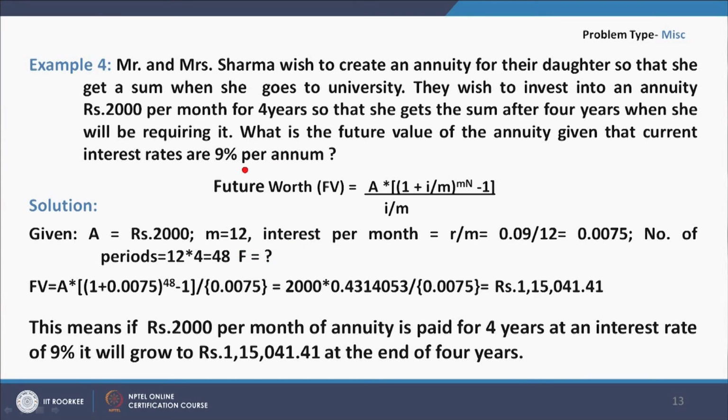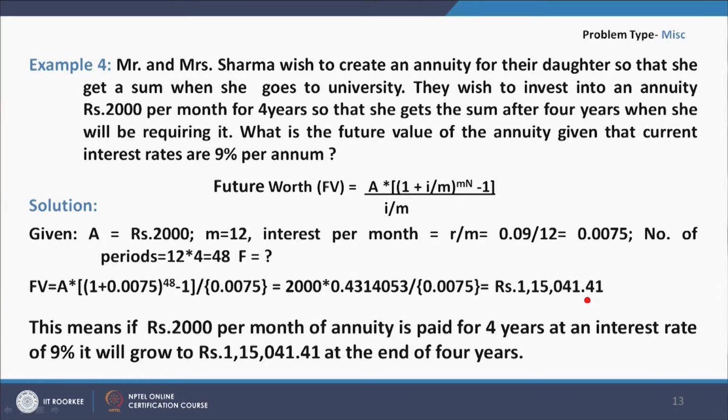So, if I use this equation and put my values, then it comes out to be 1,15,041.41. So, this means if 2000 per month of annuity is paid for 4 years at an interest rate of 9%, it will grow to 1,15,041.41 at the end of 4 years.